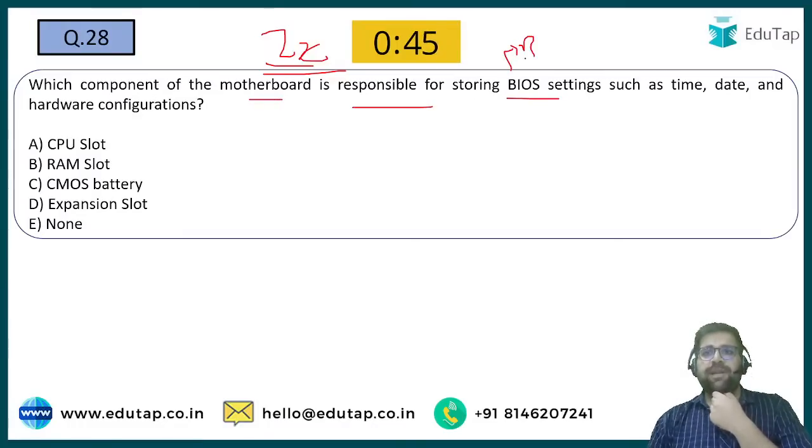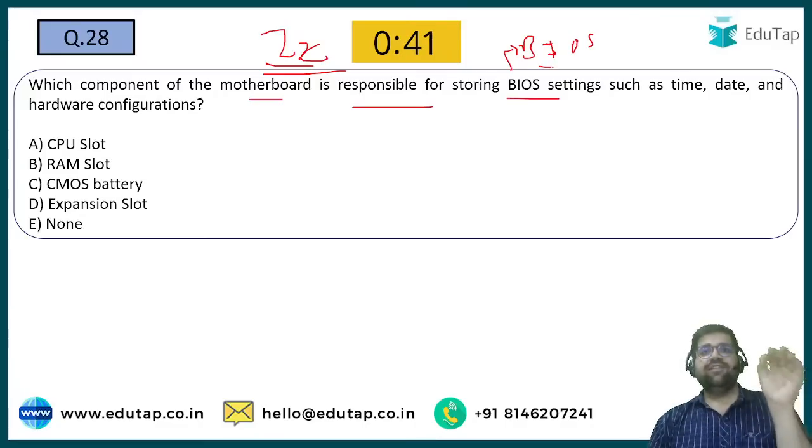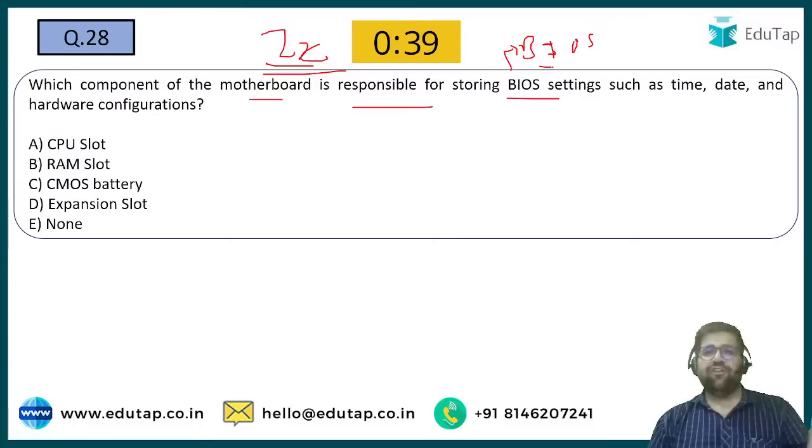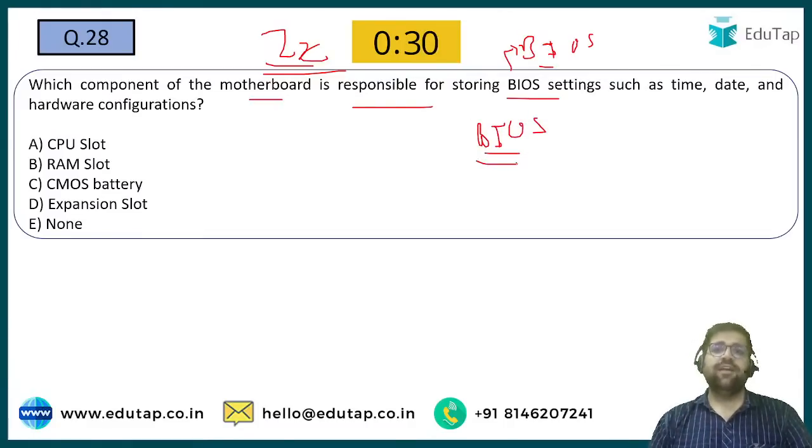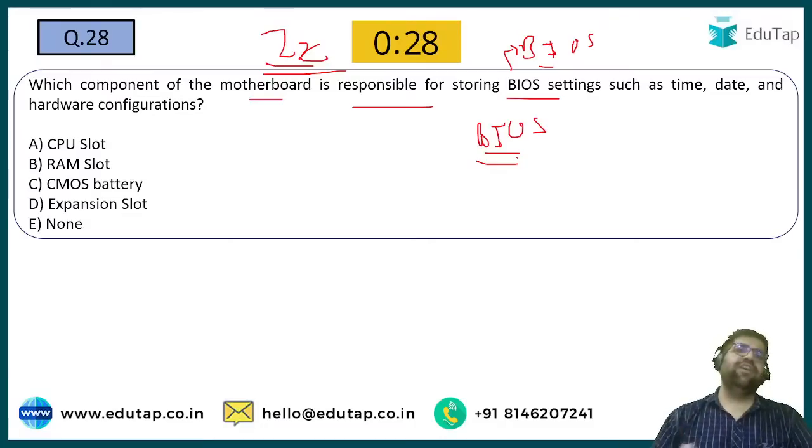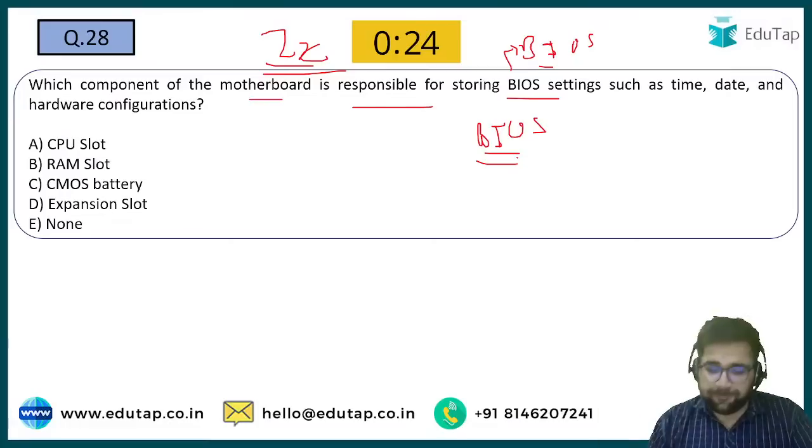BIOS is what? Basic input output system. Mind you, BIOS is the first thing. It is a kind of a software only, a system software, which I will explain you later, what is system, what is application, and what is program software. But BIOS is the first software which will get start once you are restarting your system or when you are starting your system. So BIOS is very important component of your computer.